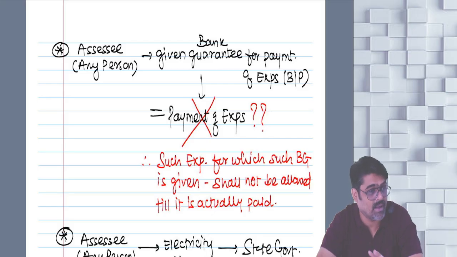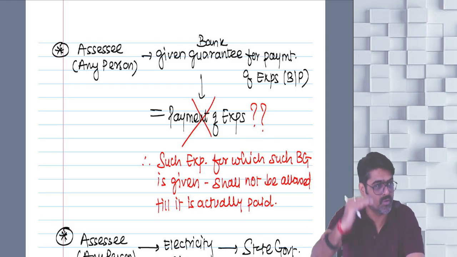So are you purchasing the goods from me? Tell me yes or no. How much? 10 crores. Is it your business expense? And for that business expense, are you making the payment to me? No. You're just giving the bank guarantee. Giving the bank guarantee is not the payment of that expense.